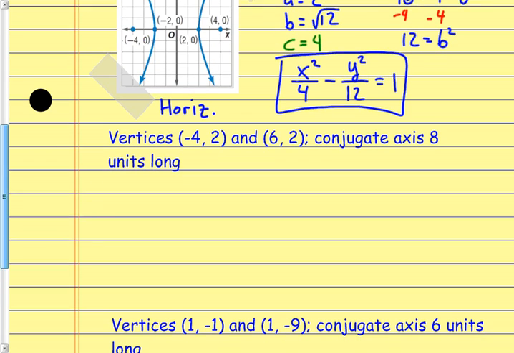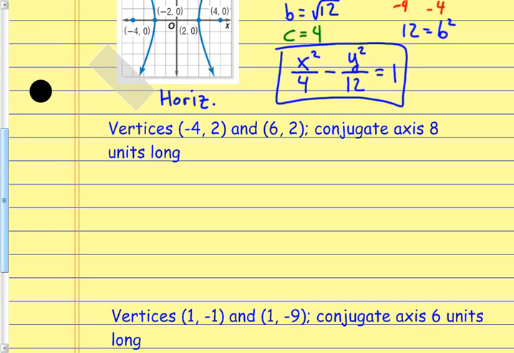When I look at the next one, it's giving me the vertices and the conjugate axis and telling me how long that is. So I need to find the center. First of all, again, the center is at the middle of everything. It's the midpoint. So I'm just going to use my midpoint formula. So I do negative 4 plus 6 divided by 2. And then I do 2 plus 2 divided by 2. Here I get a 1. Here I get a 2. 4 divided by 2, which is 2. So I get the ordered pair 1, 2 for this one.